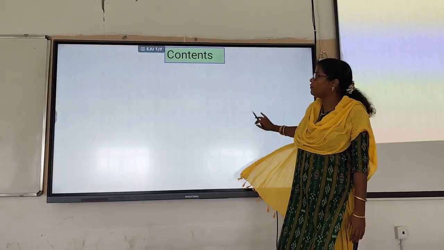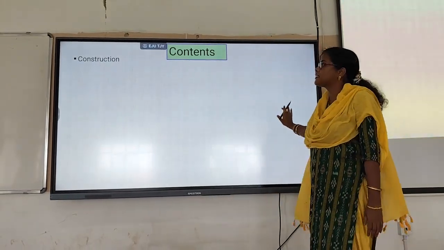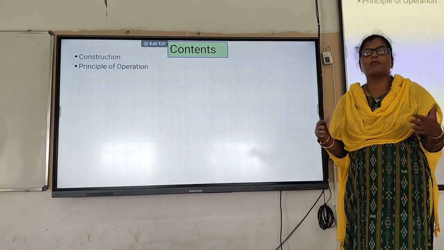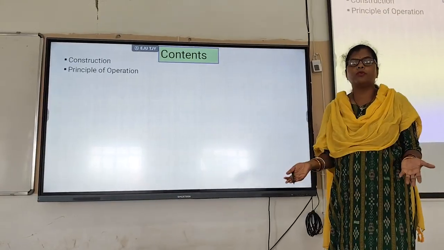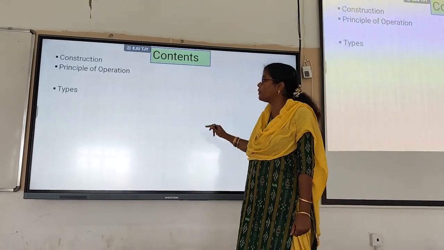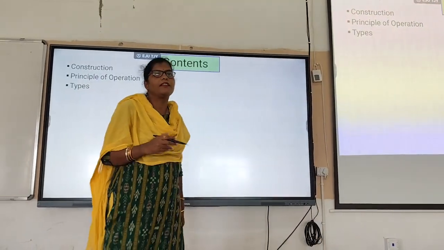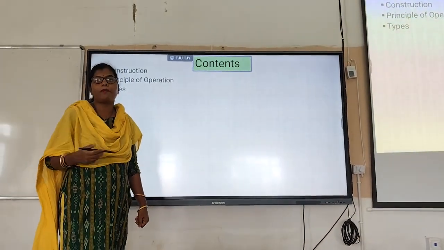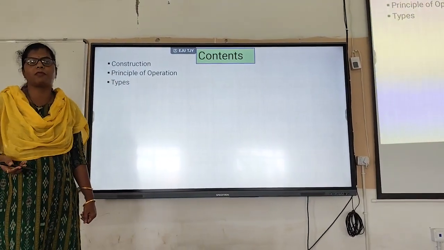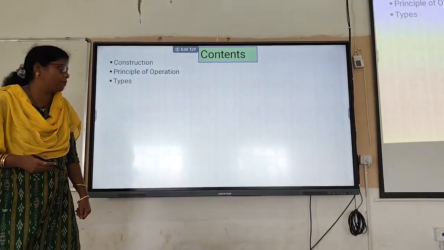this topic: first is construction of the transformer, second is its principle, how the transformer will work, on which principle it works, and that we will discuss as principle of operation. Then what are the different types of the transformer? There are basically two types of the transformer. One is your high tension or high current transformer, and another one is your low tension or low current transformer.